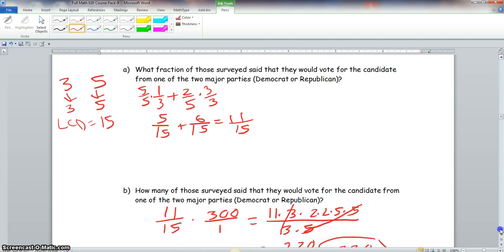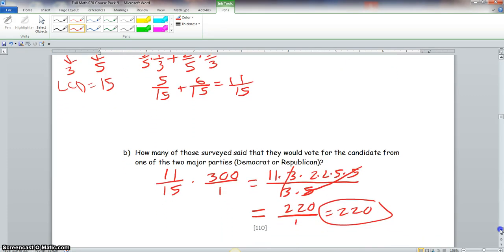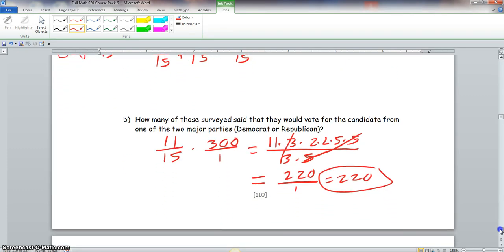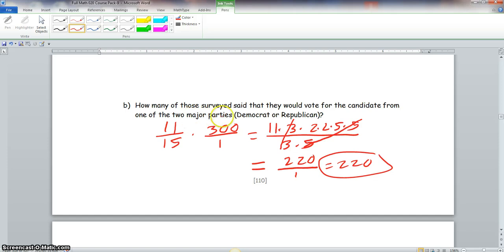Now we come to B here. It says how many of those surveys said they will vote for the candidate from one of the two major parties. Now we know in A we got 11/15, and we have to multiply by the total amount of voters, which is 300. Now we could go off to the side and take the prime factorization of 300.